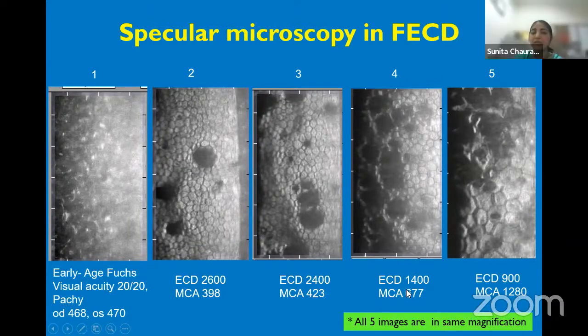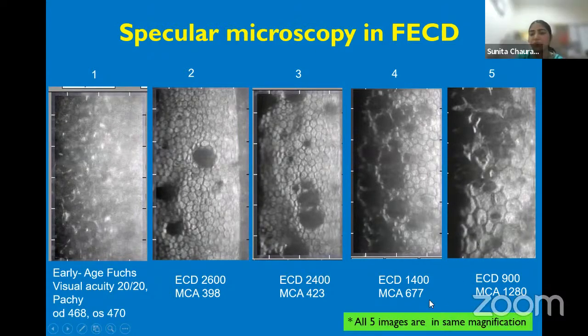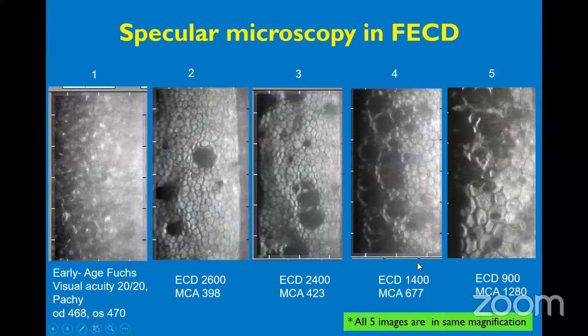And here we can see that the mean cell area is 677, which is far more than twice what is normal for that age. And the last one is certainly completely abnormal, because we can see that the mean cell area is completely out of range, almost 4 times what normal should have been. All 5 images are at the same magnification.